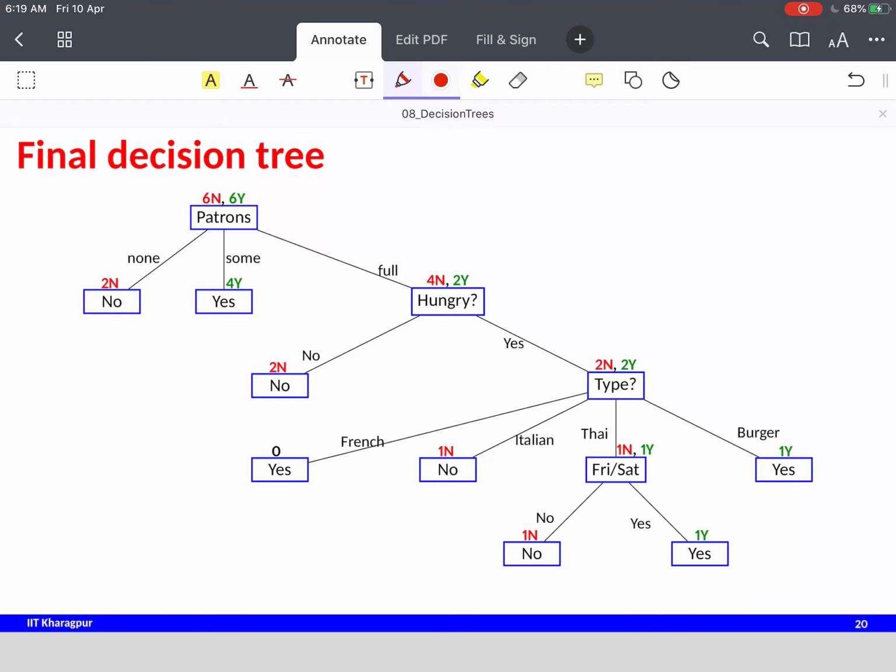If we continue to do so, we get a decision tree something like this. Initially we choose patrons, the most significant attribute, which has 6 negative and 6 positive examples, and based on patrons we observe the none and some cases, and we have this mixed scenario with 2 negative examples, 4 positive examples. Now when we have only one class, I can label it immediately, which is what has happened here.